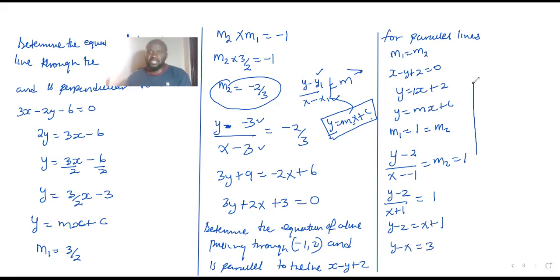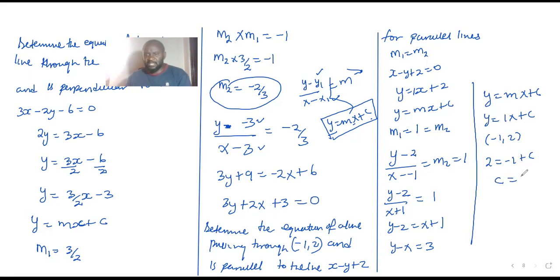If one wanted to use the other technique I mentioned to Swale, y is mx plus c. Since I have m, I'll have y is equal to 1x plus c. To find c, substitute -1, 2. You'll get 2 is equal to -1 plus c, and you'll see that c is 3. Then substitute m and c here, and you'll have y is equal to x plus 3, which is the same answer as this one.